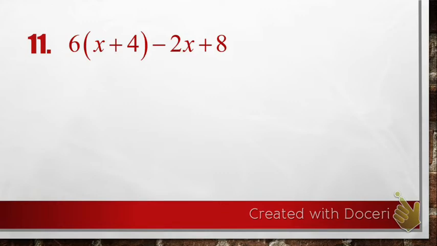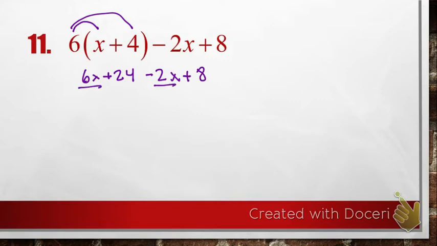Okay, number 11. I'm going to go ahead and distribute in my 6. Why? Because I can't combine x and 4 together in the parentheses. So I'm going to go ahead and distribute to get 6x plus 24 minus 2x plus 8. I can combine the 6x and the 2x to get 4x. And 24 plus 8 will give me 32. And that's it.